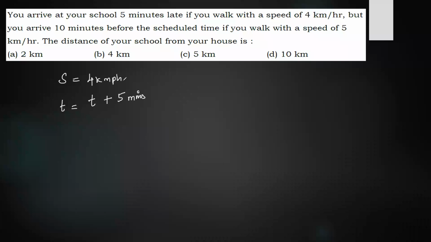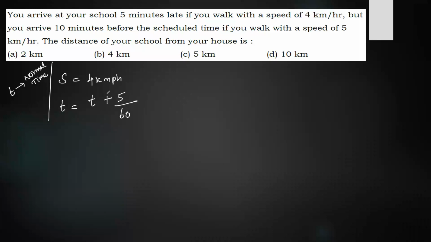Here we have km/h, right? So we can write minutes as hours by dividing by 60. Is it clear? First line: I'm taking the given speed as 4 km/h. You arrived at school 5 minutes late. I'm taking t as normal time. 5 minutes late, so plus 5 by 60, converting minutes into hours.